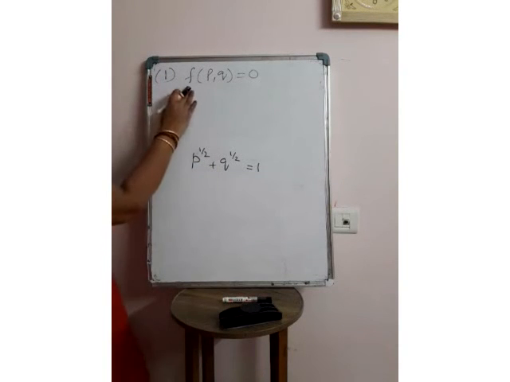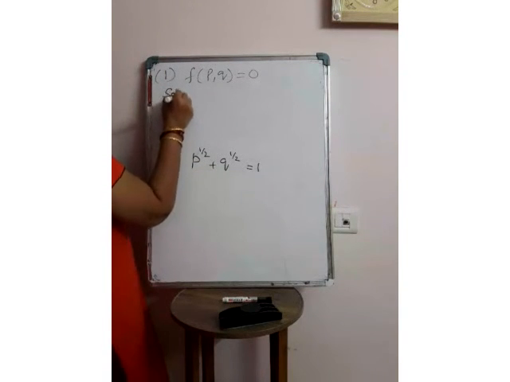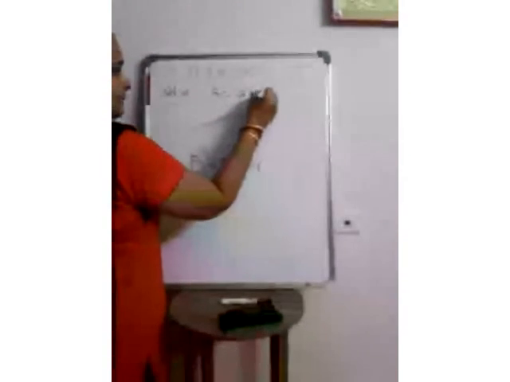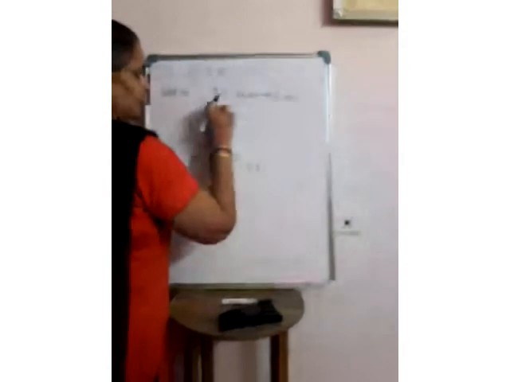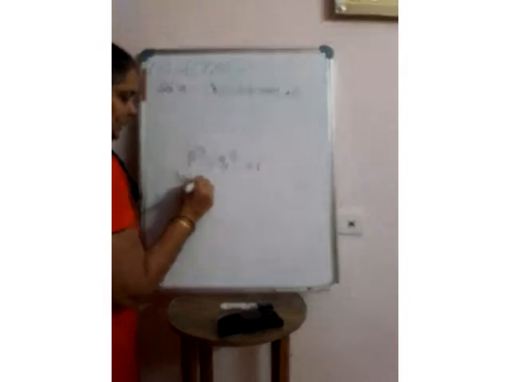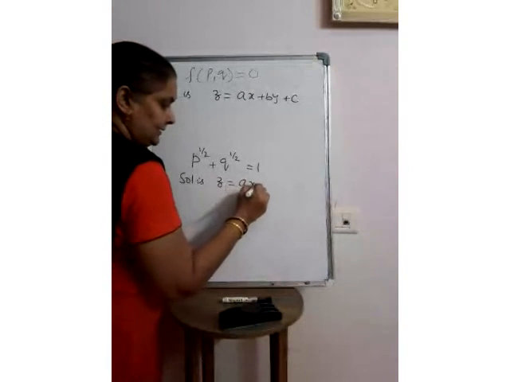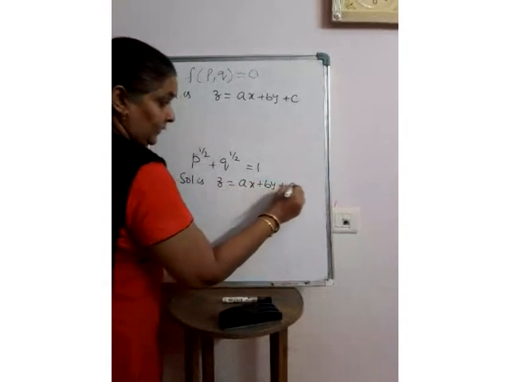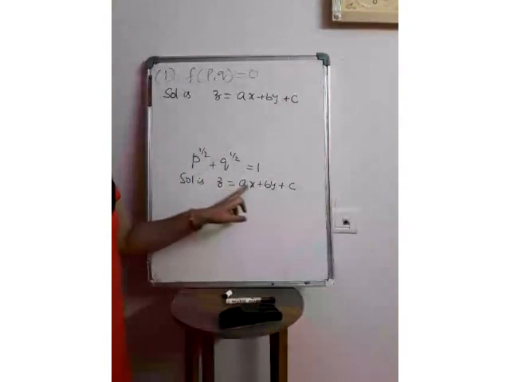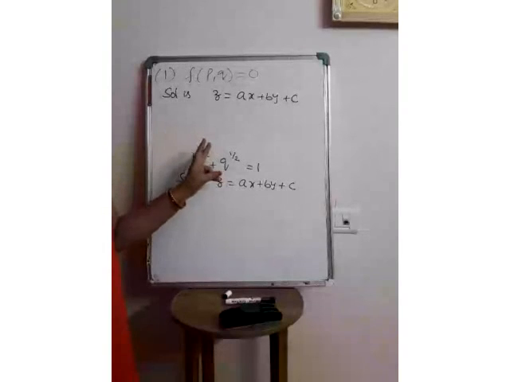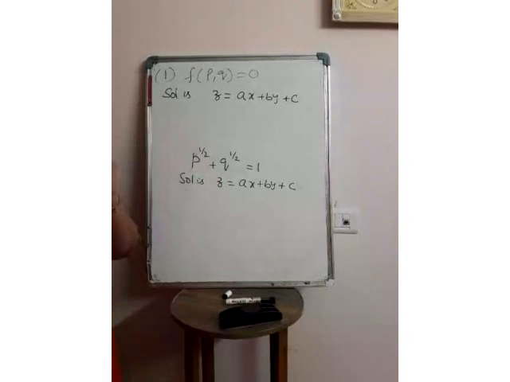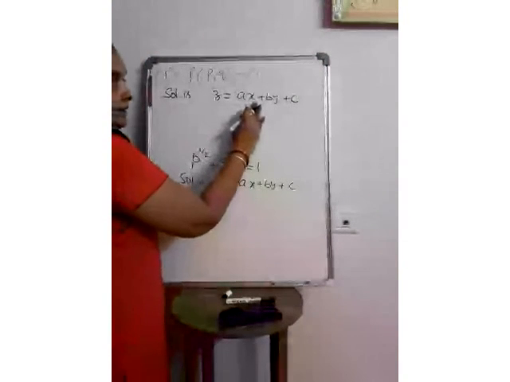If this is the case, we write the solution directly as z is equal to ax plus by plus c. This is the standard solution format we write over here. How many constants do we have in the solution? We have 3. But we have to write down only 2 constants, because we have told you the number of constants is equal to the number of independent variables, since order is always equal to 1. So how to convert this?